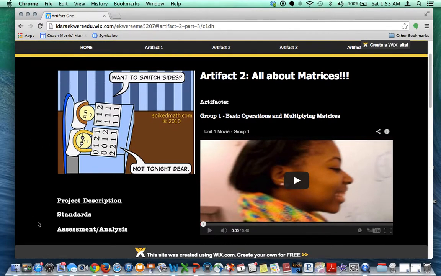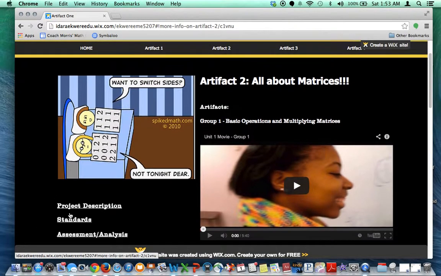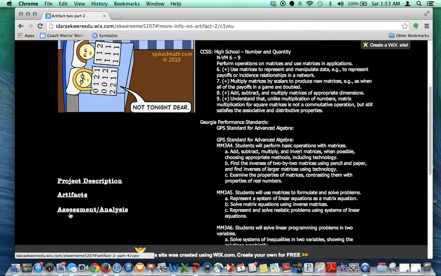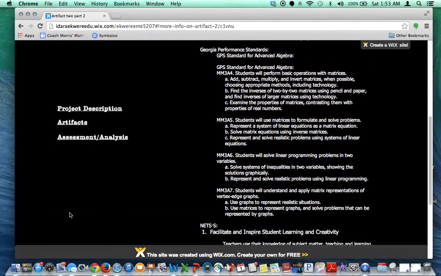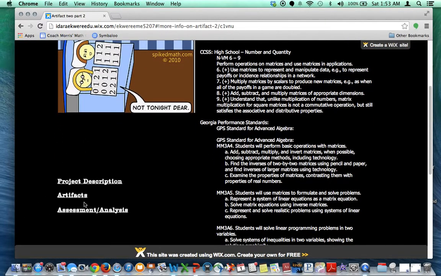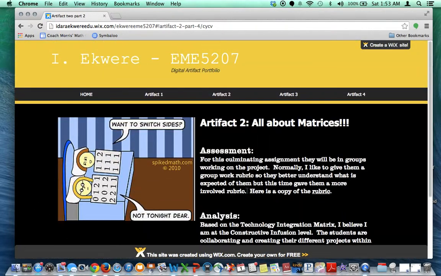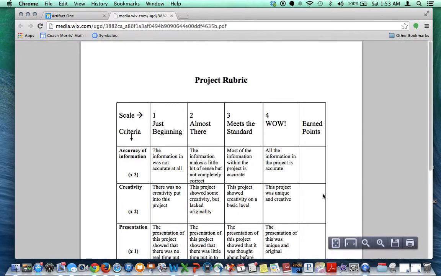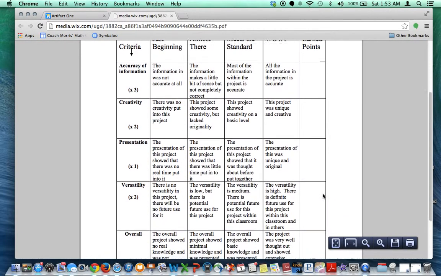We watched these to help them review for their test. These are the standards that I had to adhere to. And then the assessment. And so for the assessment, I just utilized a rubric for their project.